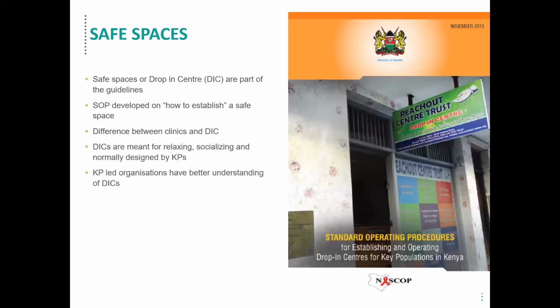Next slide. So we have safe spaces. A safe space, or a drop-in center, is also part of what we have put in the guidelines. As you can see, that is Reach Out Center, which is a drop-in center. There is a standard operating procedure which we developed on how to establish a safe space. There is a difference between a clinic and a DICE. DICEs are meant for relaxing and socializing, and are normally designed by key populations. So key population organizations have a better understanding of DICEs.